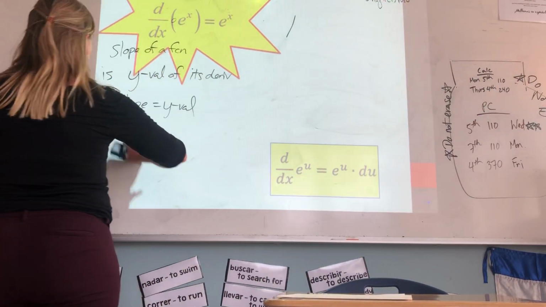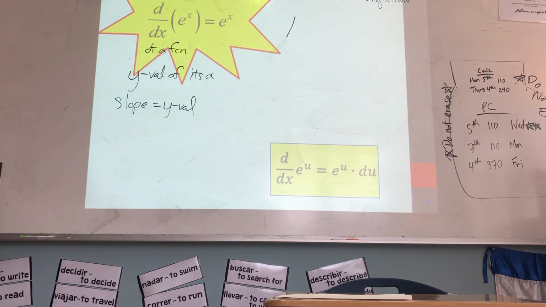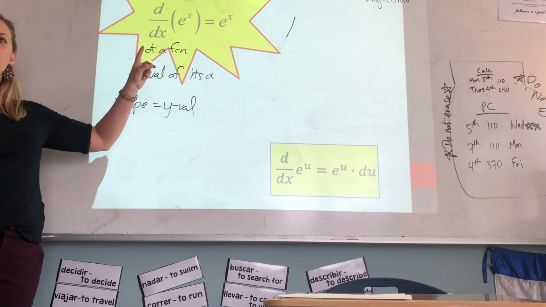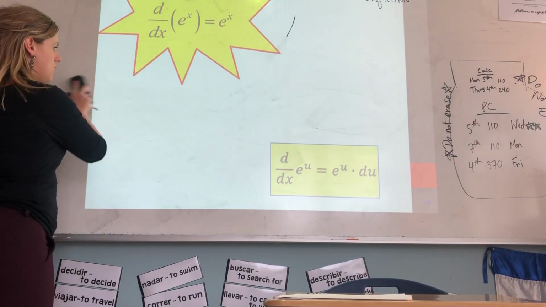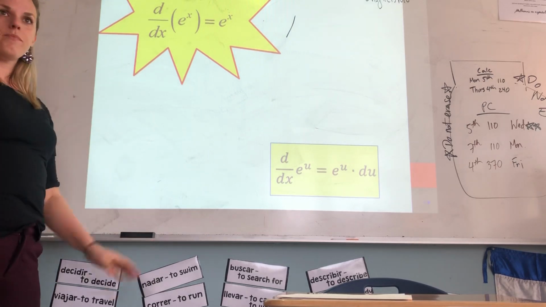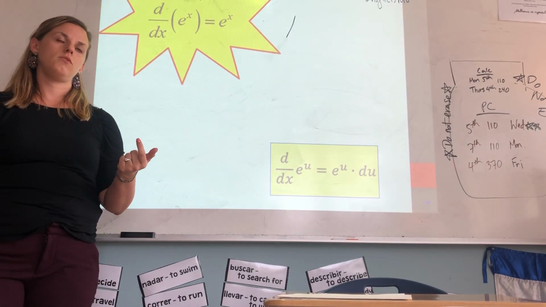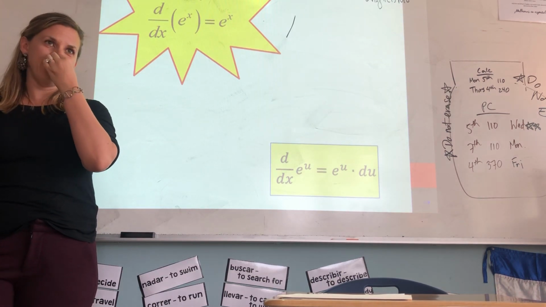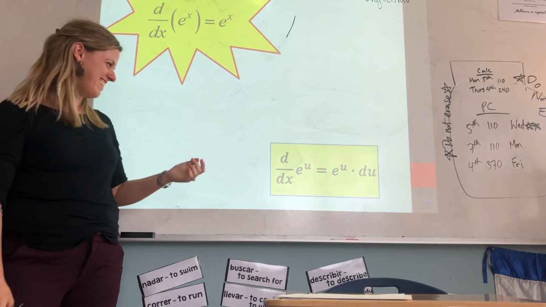A lot of times, what if it's e to the 2x? What if it's e to the x squared? But this is good. The derivative is actually not going to be that hard. Wait, I thought that was the derivative. It is the derivative, but a lot of times you'll have to use the chain rule.